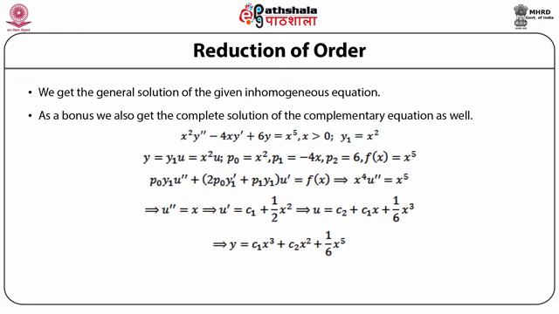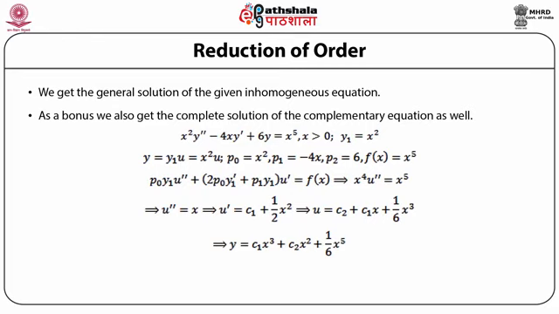It is given that y1 is equal to x square is the solution of the complementary equation. So the solution y will be the product of y1 and u and is equal to x squared times u. p0 in this equation is given by x squared, p1 equals minus 4x, p2 equals 6 and f of x equals x raised to power 5.